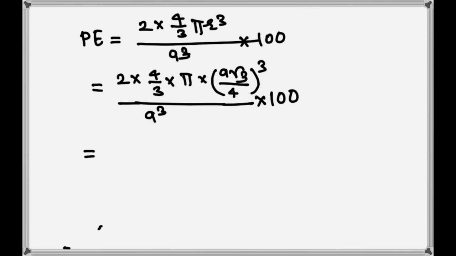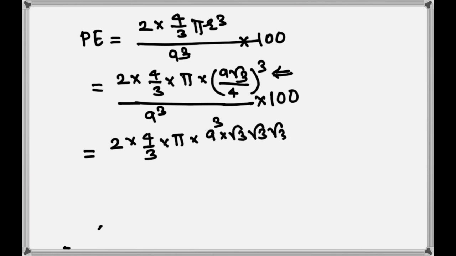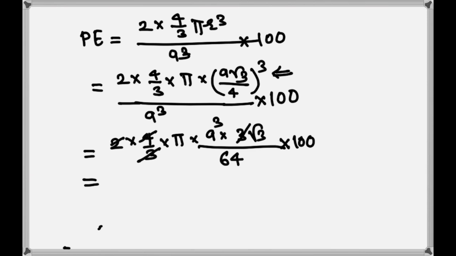Now simplify it. What happens? So 2 into 4 by 3 into pi into, now this a root 3 by 4 cube is a cube into root 3 divided by 4 into 4 into 4, 64. So this root 3 becomes 3 root 3. Okay, so you can write it as 3 root 3 into 100 as it is. So let us cancel some things. This 3 cancelled. This is 4 into 2, 8, right? 8 was the 1, 8 is the 64. So the remaining terms again, and that was divided by a cube, don't forget that. A cube is cancelled.